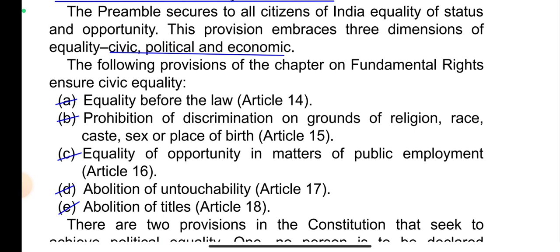The following provisions of the chapter on fundamental rights ensure civic equality. Equality before the law, Article 14. Prohibition of discrimination on grounds of religion, race, caste, sex, or place of birth, Article 15. Equality of opportunity in matters of public employment, Article 16. Abolition of untouchability, Article 17. Abolition of titles, Article 18.